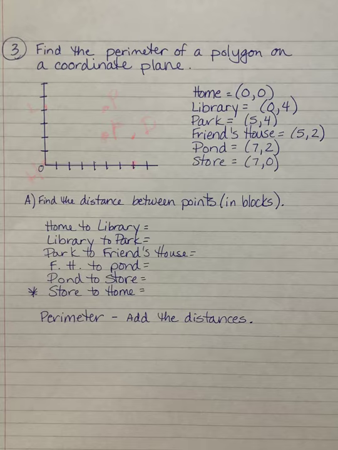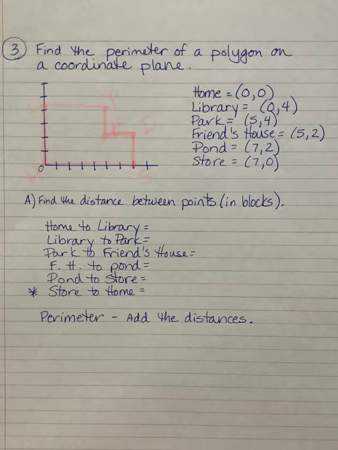Then we're going to connect our lines from home to library, library to the park. We have to go in the order he went. Park to the friend's house to the pond, pond to the store, and then he went back home. So here's the shape that he traveled. And they want to know, what is the perimeter of that shape, which is basically the distance around.